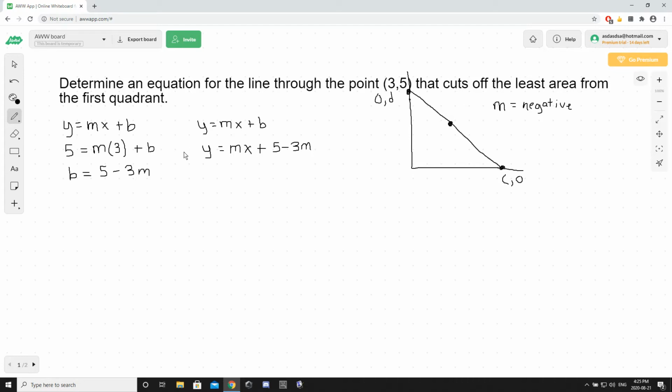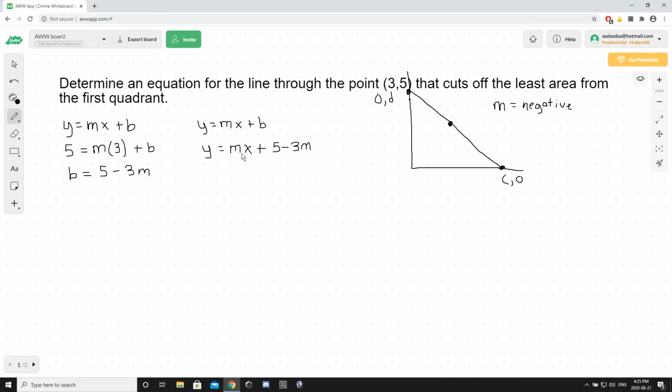Okay, so far so good. Now, obviously something is missing. We need to figure something out for m. How do we go about getting m, right? So that's the question. Once you have m, you've pretty much got the answer.